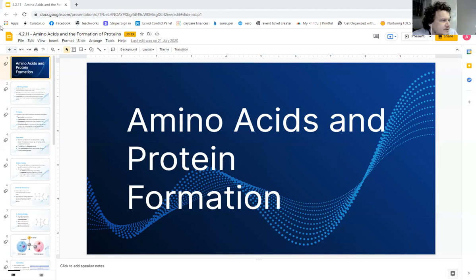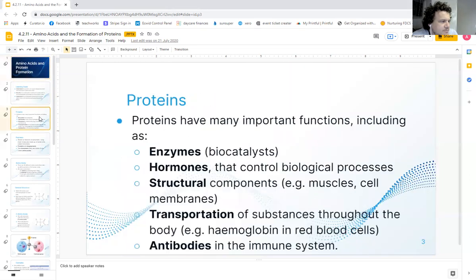Okay, let's get this going. So proteins, everybody remember what a catalyst is? Remember back to our equilibrium unit. A catalyst reduces the activation energy required for a reaction.